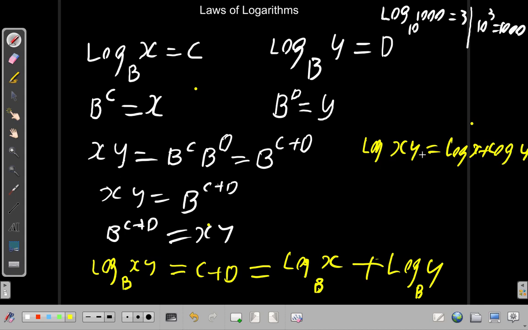That is indeed one of the laws of logarithm. Log of xy is equal to log x plus log y. We left out the b, but if you want to put it, let's put the b. But it is saying that the log of xy is log x plus log y. Alright, so there we have the first law of logarithms.